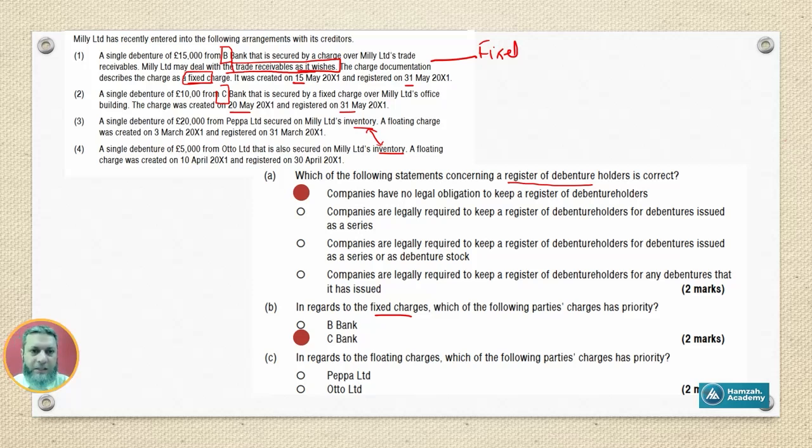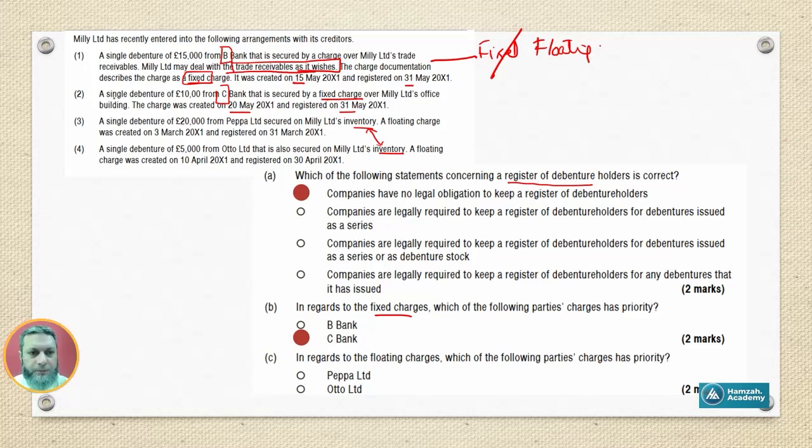So in this case, even though the title says that it is a fixed charge, in actuality it is not a fixed charge. With true identification, when we say that Millie Limited may deal with the trade receivables as they wish, this means that it is a floating charge. Now, if this is a floating charge and the other one is a fixed charge, because it is an office building and nothing else is mentioned, so it is a fixed charge. So between fixed charge and floating charge, the priority is that of the fixed charge.